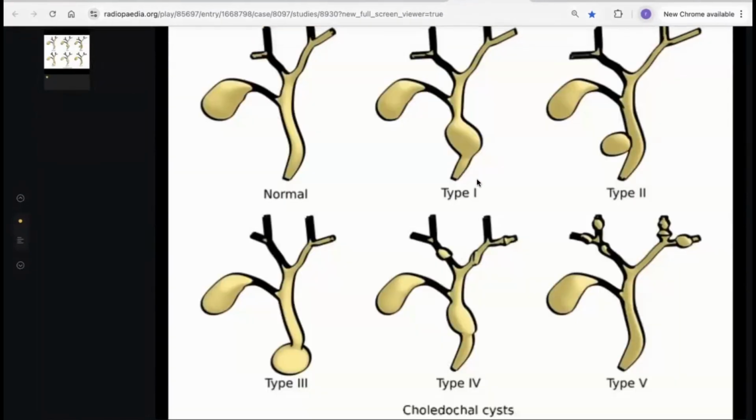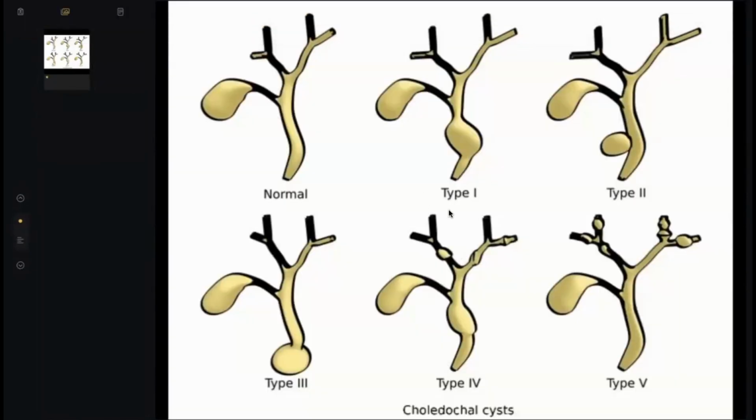This is the different types of biliary cysts. This is the normal. Number one is fusiform dilatation. Number two, eccentric. Number three is herniation into the ampulla of Vater. Number four, intrahepatic biliary cysts and extrahepatic. Number five, only intrahepatic with central dot sign. Very important, my colleagues. This is very important.